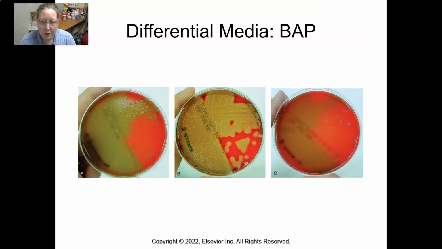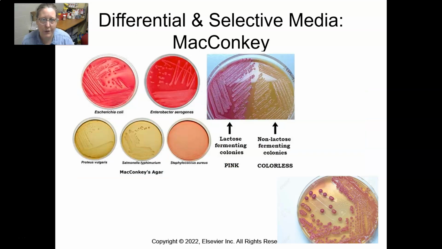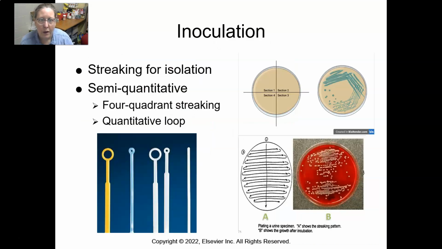So here's the blood agar plate, in which you can also visualize hemolysis, which is really cool. So your differential and selective, for example, here's your MacConkey. So it would grow E. coli and Proteus and Salmonella, but not Staph. And then if they're lactose fermenting, they turn pretty pink here.